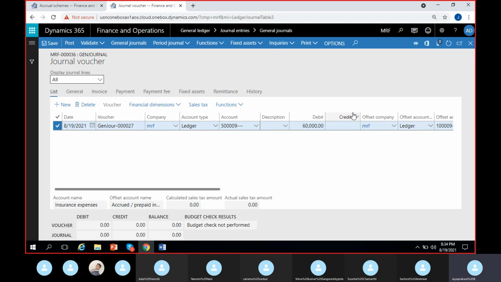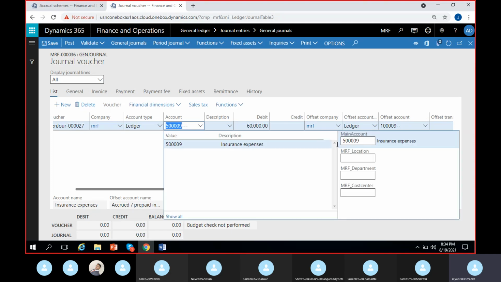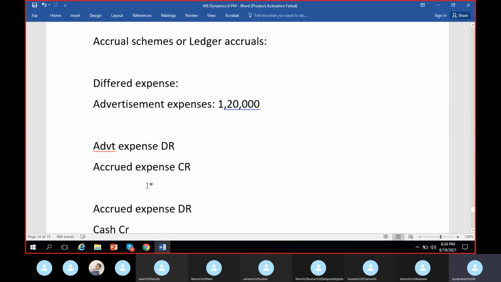So this is the voucher that I have created. I mean voucher number 27. Ledger account I selected is insurance expense account with 60,000 debit, and credit account is the prepaid insurance account. Okay, so this way I think in advertisement expense plus, I'll take insurance expense.